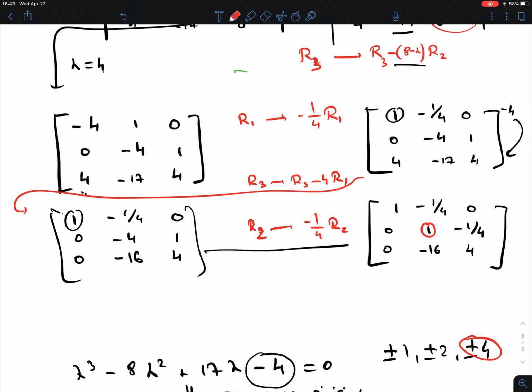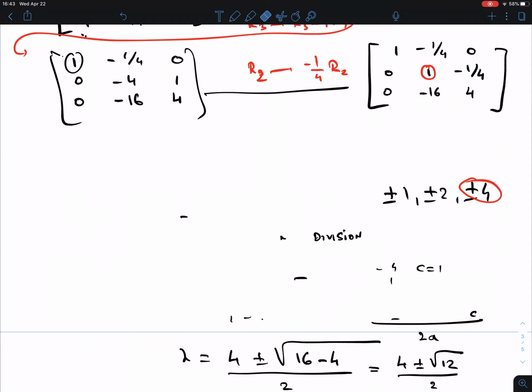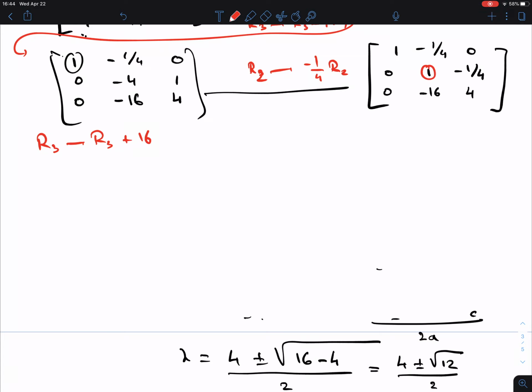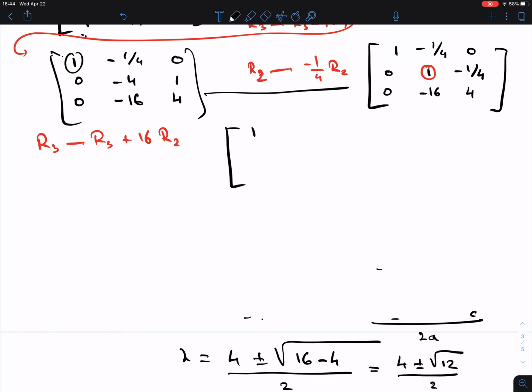So what I'm going to do is, sorry, I get a space here. What I want to do is the row operation, sorry, that I want to do is row 3, replace that by row 3 plus 16 times row 2, right? Okay, and that will give me 1 minus 1/4, 0, 0, 1 minus 1/4, 0. If I multiply this with 16 and add up, then I get 0 there, and 16 minus 1/4, that is minus 4 plus 4, that's 0.